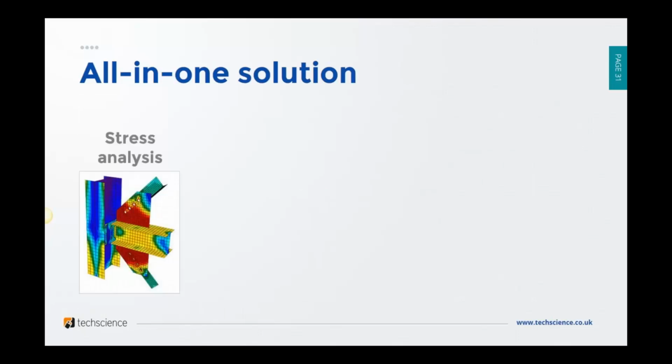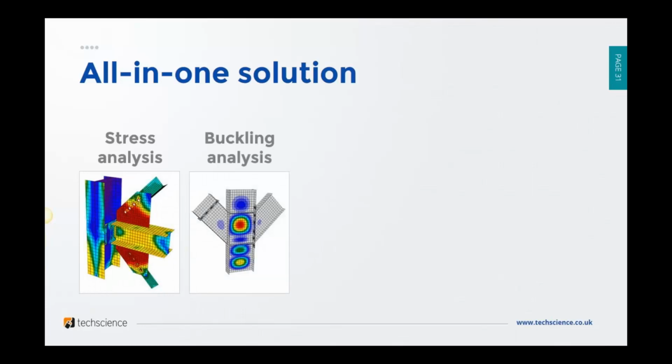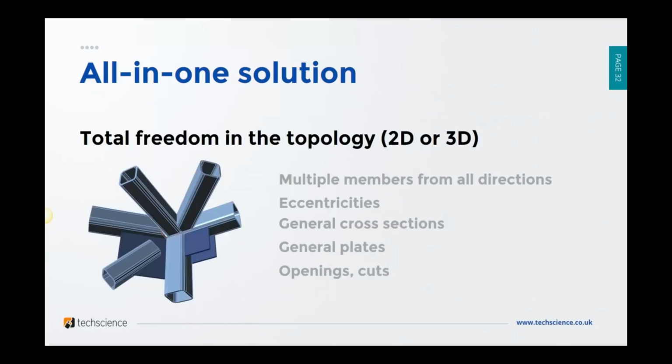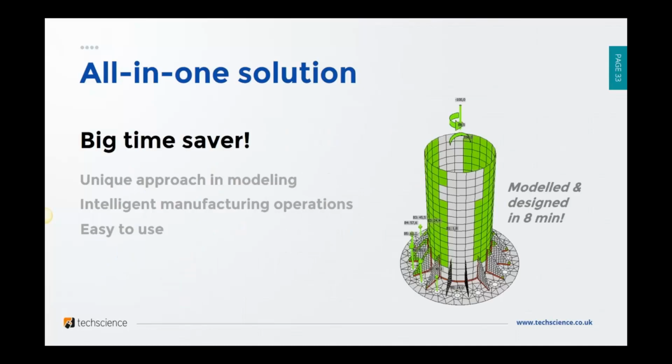So conclusions. First of all, we have an all-in-one solution. That means that with one software, you can make a stress analysis, piping analysis, stiffness analysis, and an overall check. We have total freedom in the topology. That means we can have multiple members from all directions, eccentricities, general cross-sections, general plates, opening cuts, whatever you have, you can just put it in your connection without any limit. Of course, it's a big time saver. That means that you can very easily model and design a connection.